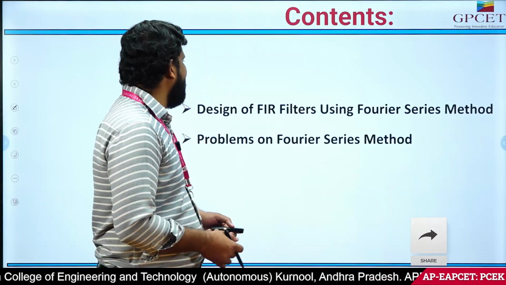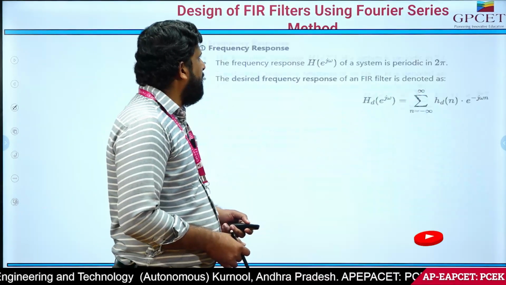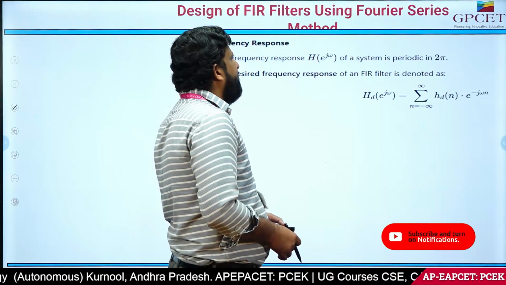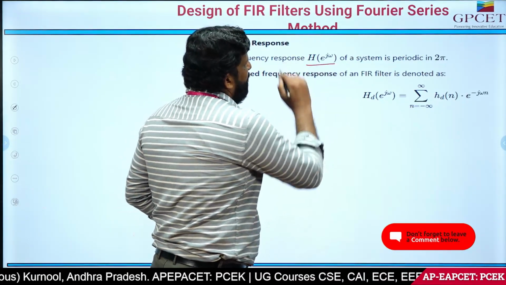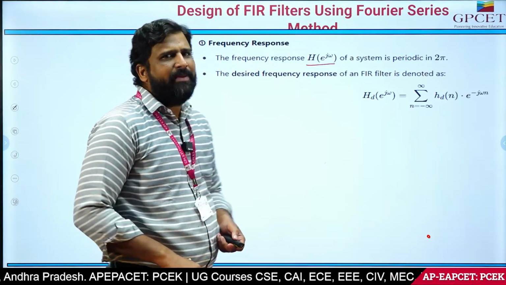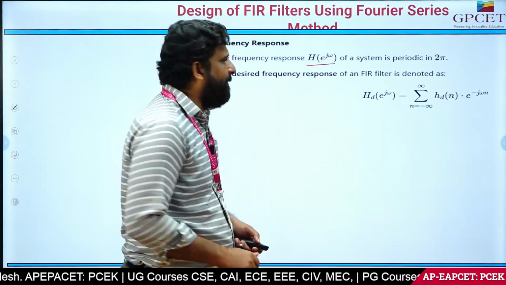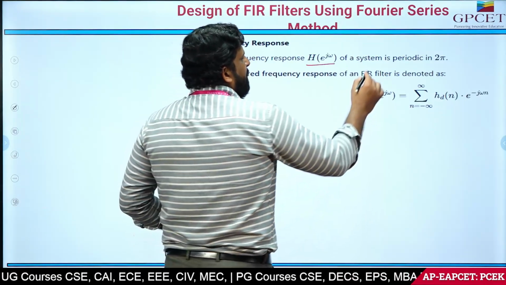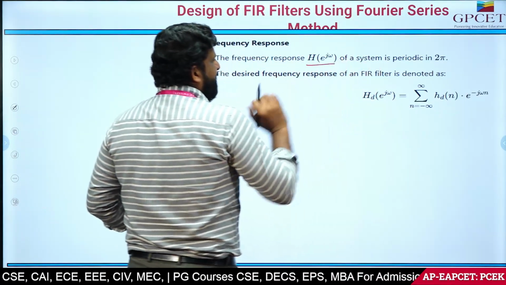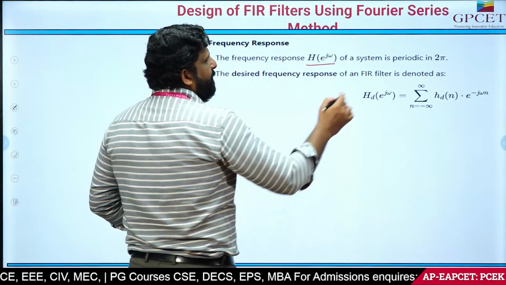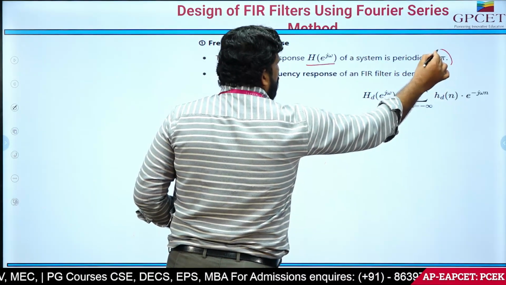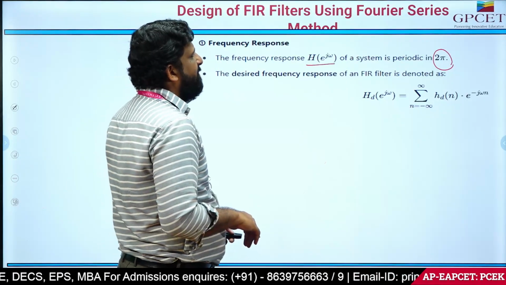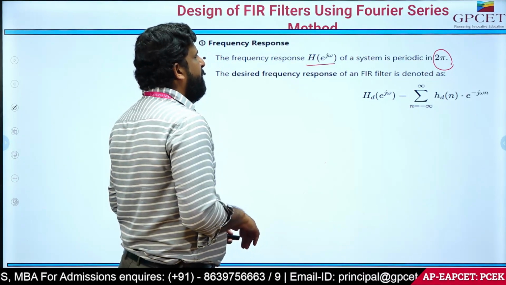Let's start with the design of the FIR filters. First, let's see the frequency response. I have taken the frequency response H of e power j omega of a system, with a period of 2 pi. Keep it in mind, with a period of 2 pi, one frequency response I have taken, that is nothing but H of e power j omega.